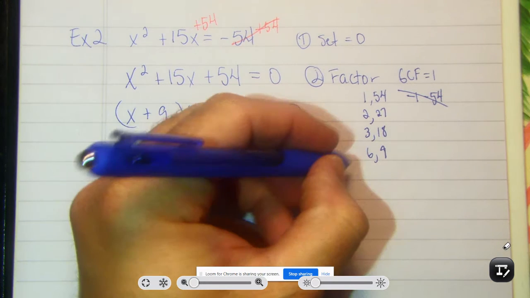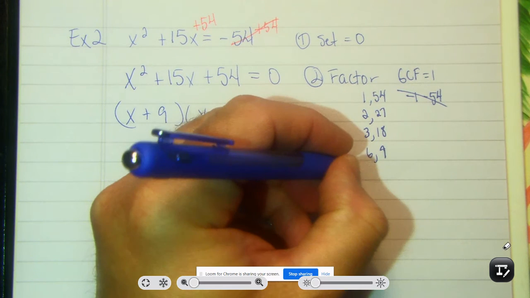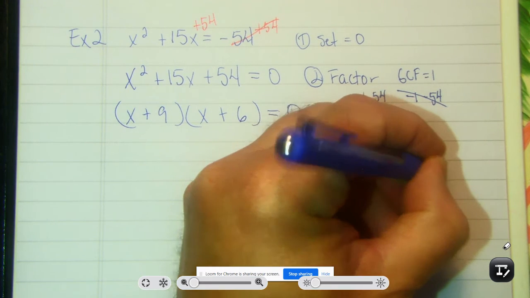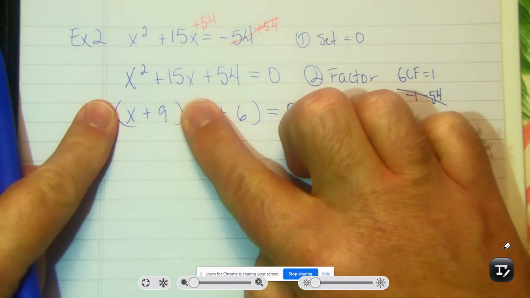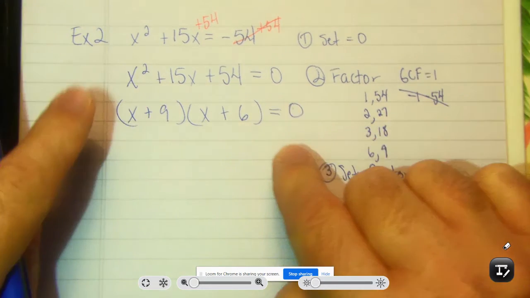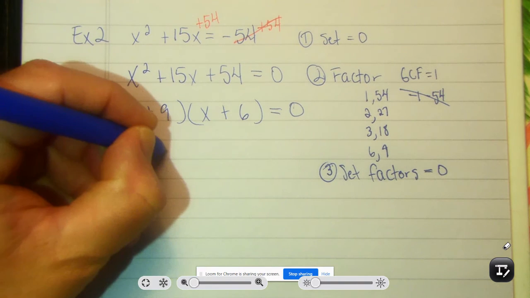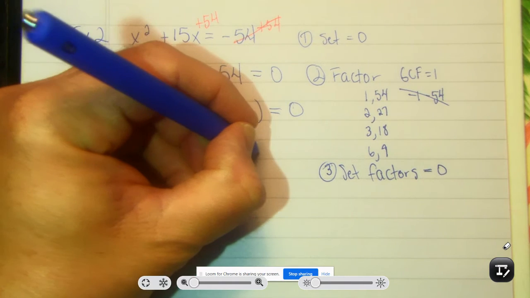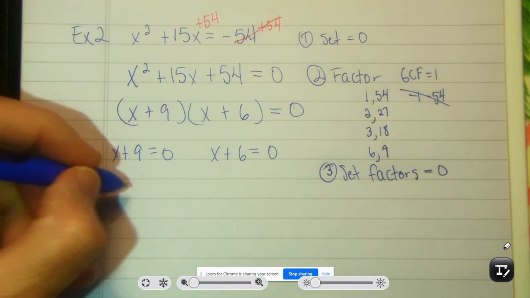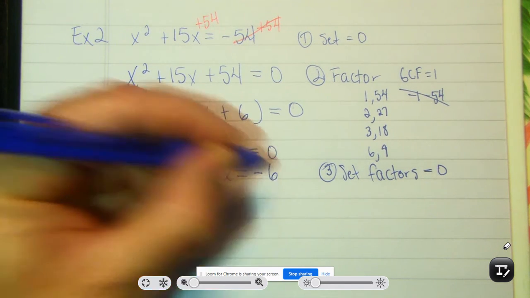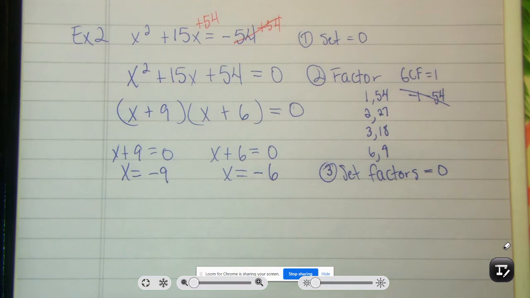All right, so using the zero product property, I will set the factors equal to 0. Because remember, either that has to be equal to 0 or that has to be equal to 0. If I multiply the two, it can get 0. All right, so it's x plus 9 equals 0 and x plus 6 equals 0. So subtract 9 from both sides here. X equals negative 9 and x equals negative 6. And those are my answers. So solving a quadratic by factoring is pretty easy.